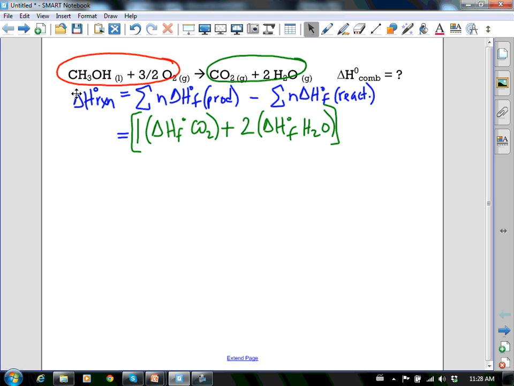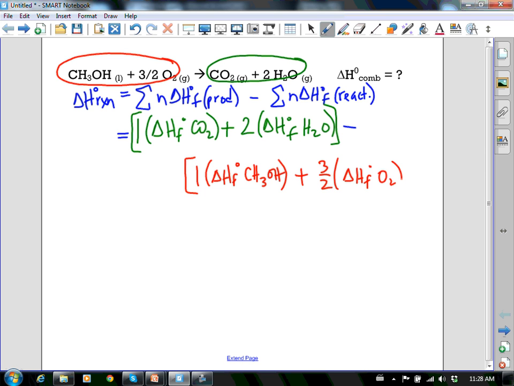Then I'm going to subtract the same thing for my reactants. I'm just going to write that below. So I'm going to have 1 mole of the heat of formation of methanol, CH3OH, plus, because I'm adding them up, 3/2 of the heat of formation of oxygen gas. I grabbed these values from the back of my textbook, plug them in, and we're done.